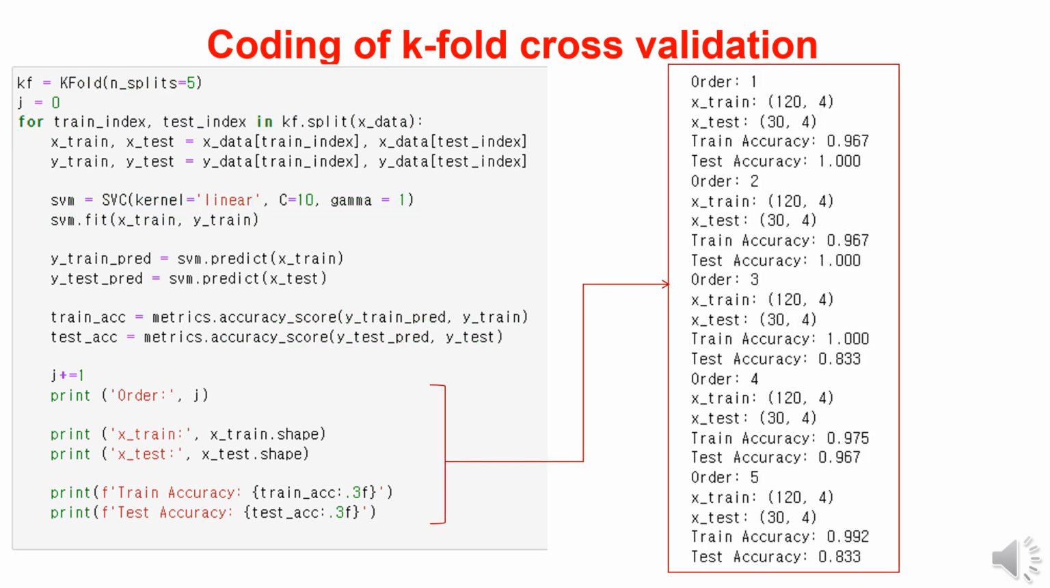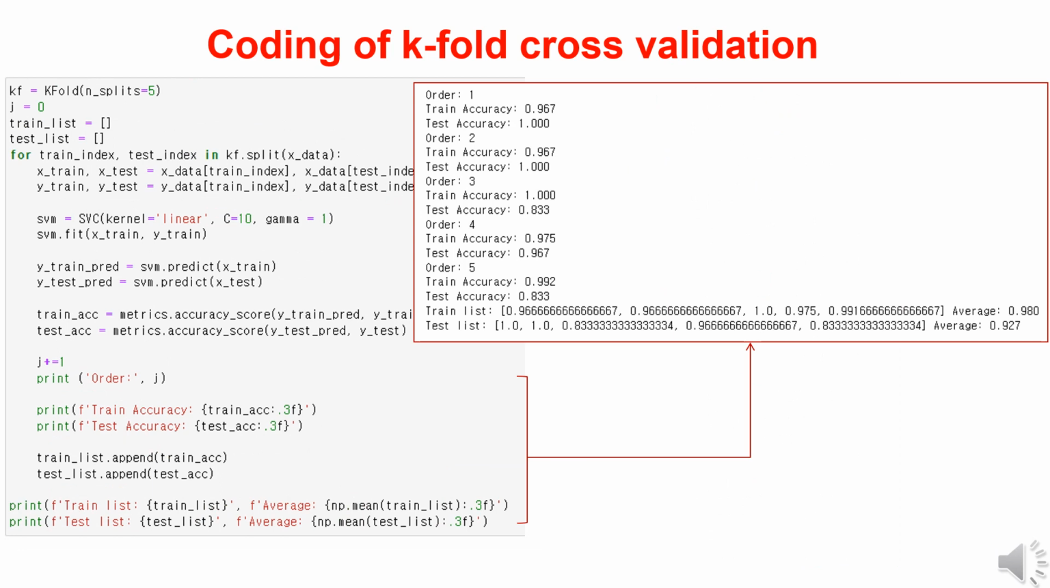Inside the for loop, we execute the print command to display the shape of the data and the accuracy at each iteration. As shown here, out of the total 150 data points, 120 are used as training data and 30 as testing data. We can also see that the process is repeated 5 times as shown, 1, 2, 3, 4, 5, and we obtain the corresponding accuracy for each execution.